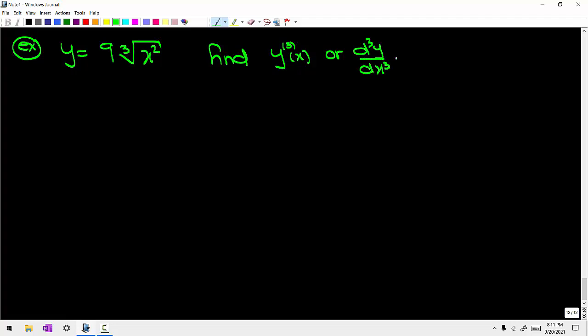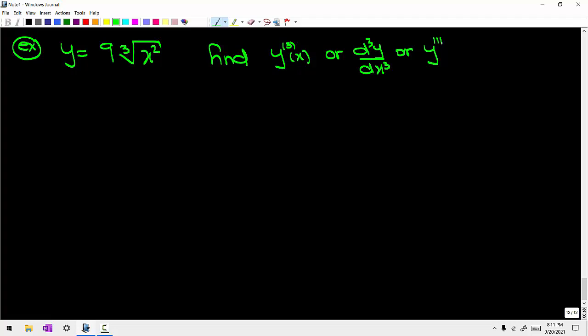Okay. This time what they've done is they've given us a function. So they've given us y is equal to 9 cube root of x squared, and they want us to find the third derivative. So they want us to find y raised to 3 of x, or d cubed y dx cubed, or if you want to write it in prime notation, which you can, put triple prime. So you want to find three derivatives.